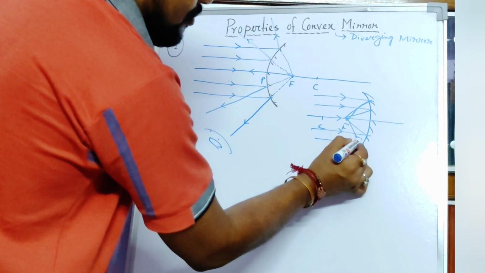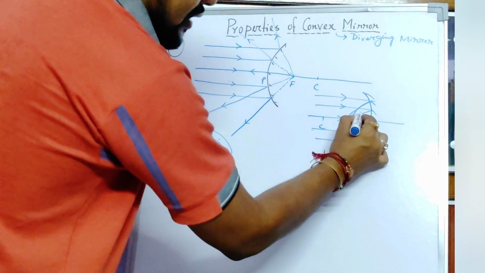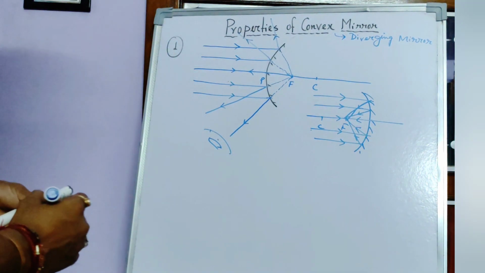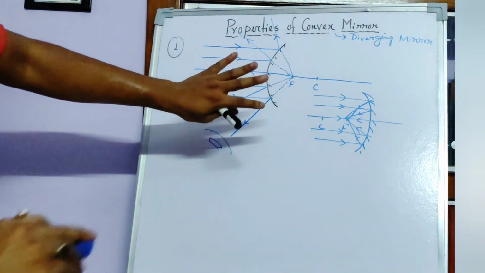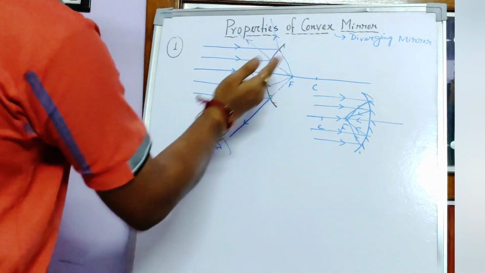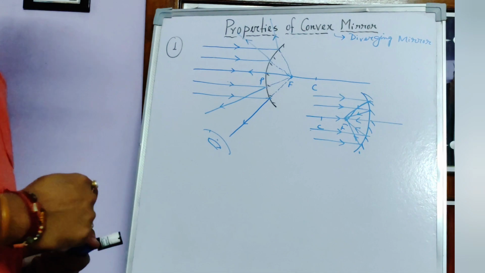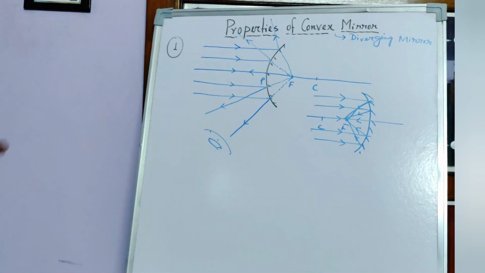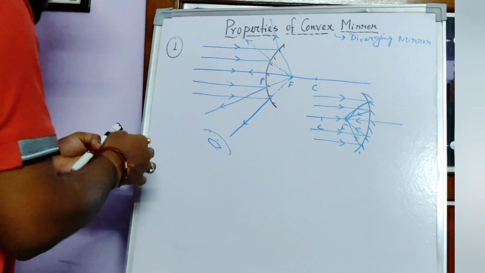That is why they will really meet. Actually, they will really meet means that is called real focus, but here they will not really meet. They will appear to meet, which means if we do the backtrace of the reflected ray, then only they will meet at the focus. That's why it is called virtual focus. Okay, so this is the first property.